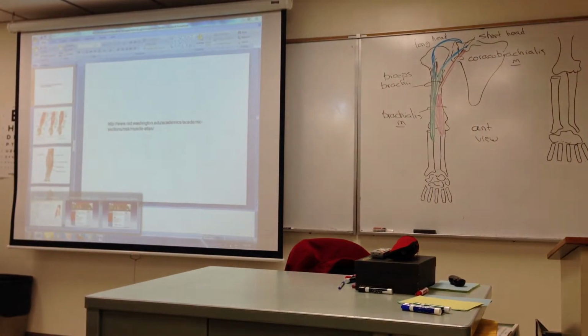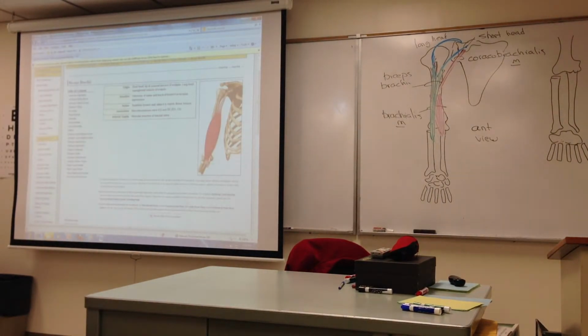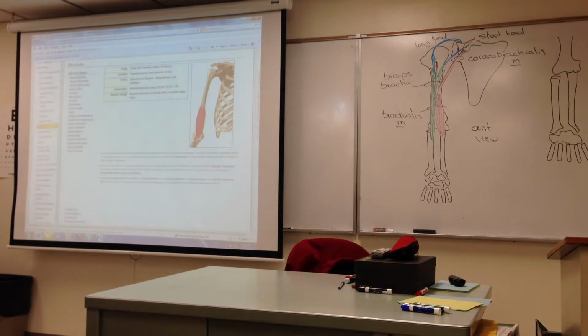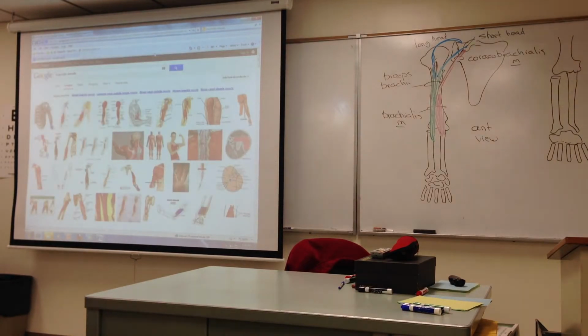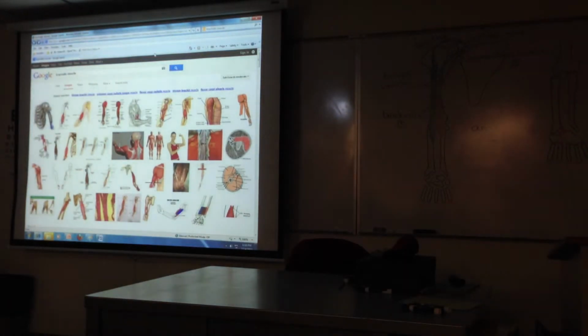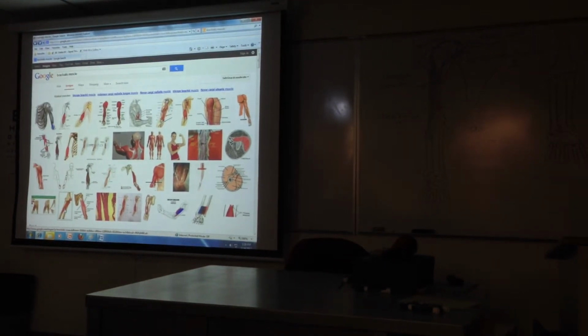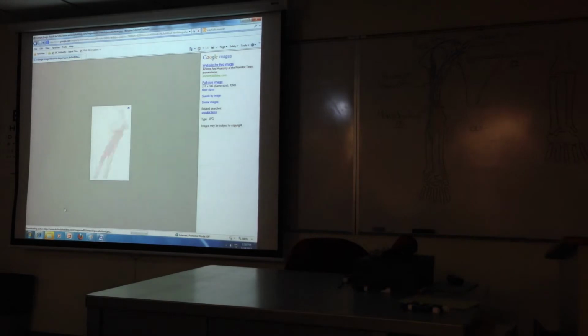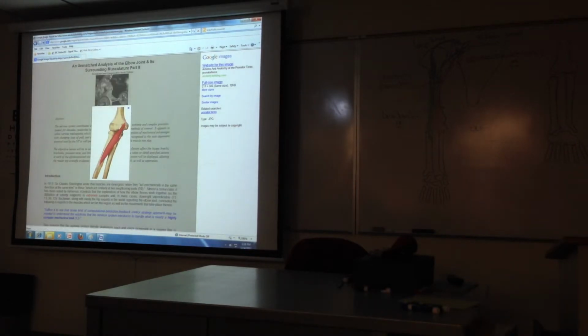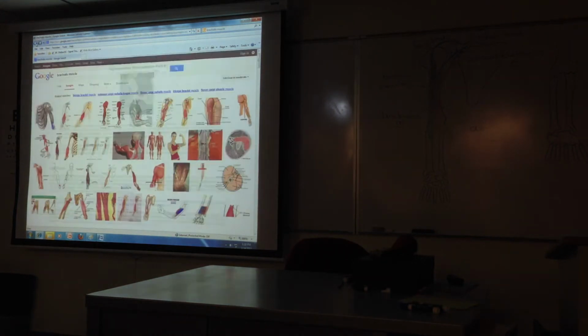So I use Google, and what I did to find this image was I just put in brachialis muscle, and you get a bunch of thumbprints. And by now I've learned to recognize which ones come from this site, but it's this image right here. And when you click on it, you can see that it's coming from that particular site.